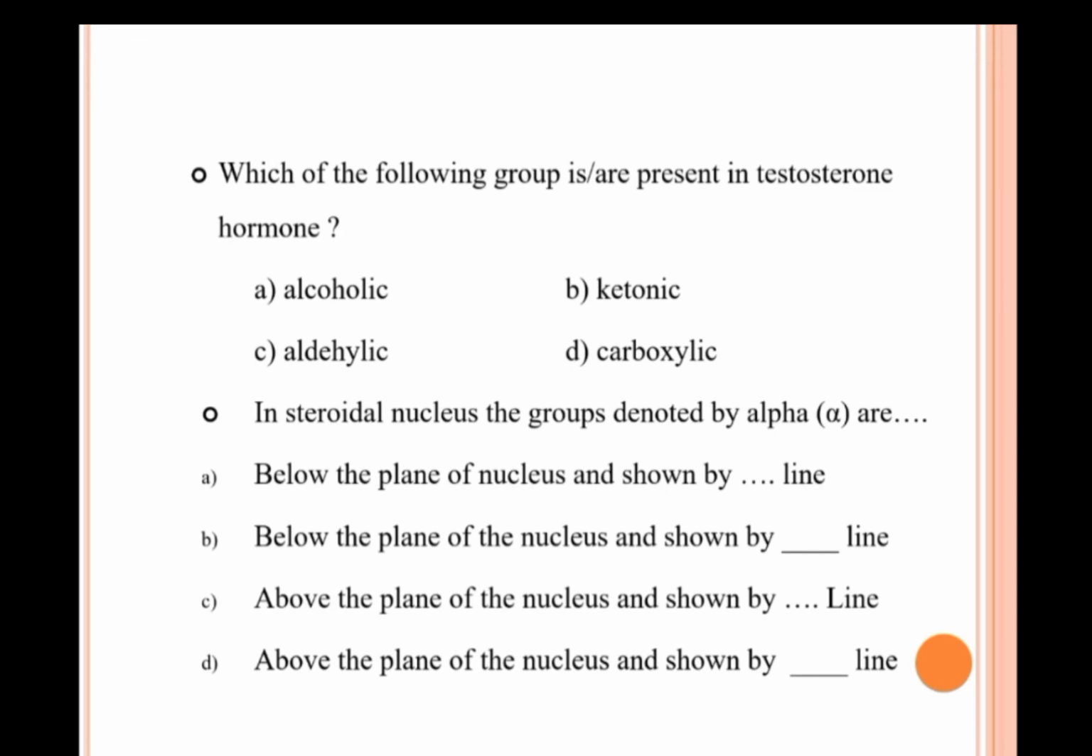Question number 3. Which of the following groups are present in testosterone hormone? Option A, alcoholic. Option B, ketonic. Option C, aldehydic. Option D, carboxylic. Options A and B are correct.